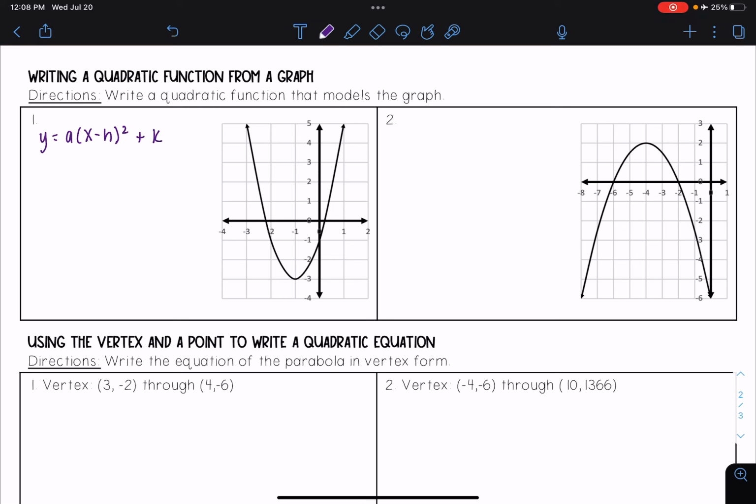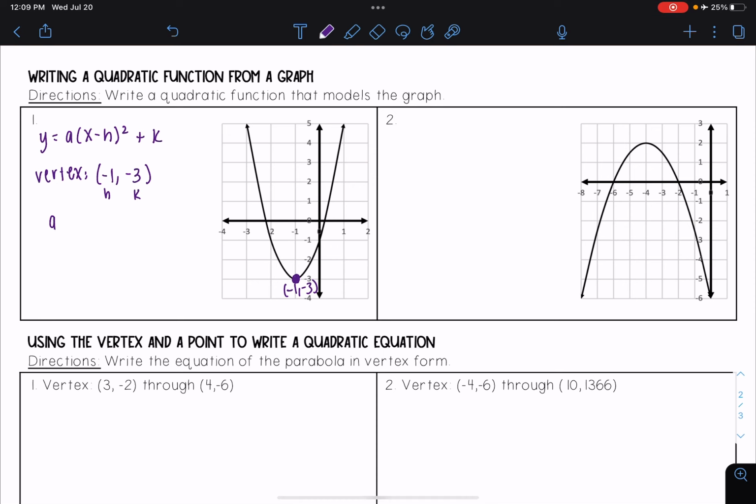So I need to figure out what my a value is, what my h value is, and what my k is. Well, h and k come from my vertex. And so my vertex is always going to be the highest or lowest point in my parabola. Here I see it's my lowest point, and I see that that point is at -1, -3. So that means that my h is -1 and my k is -3.